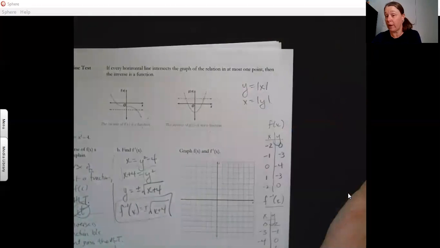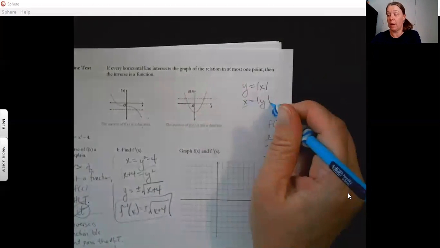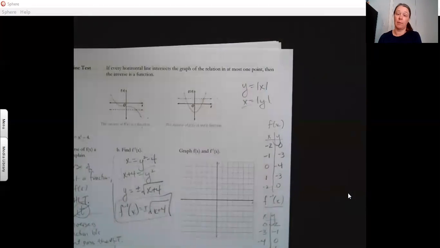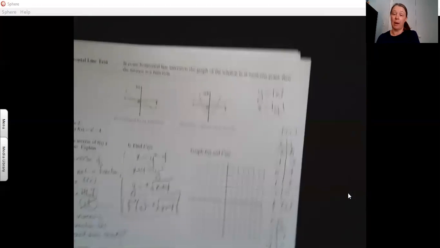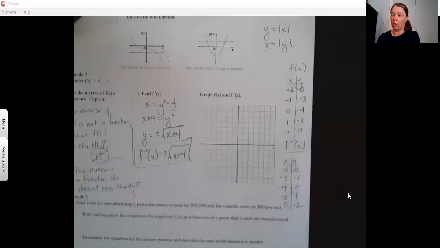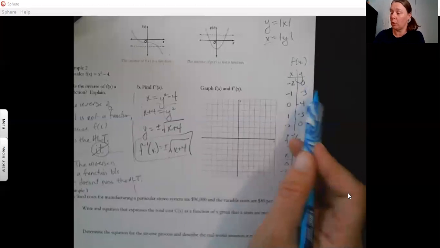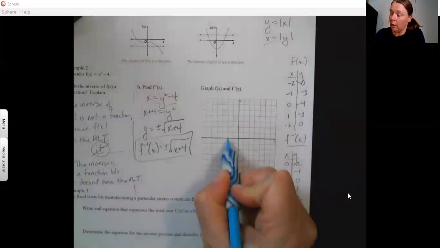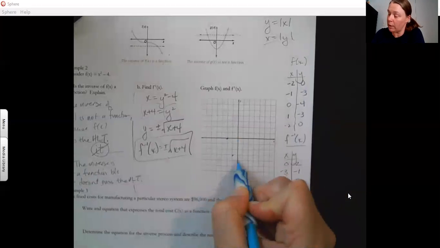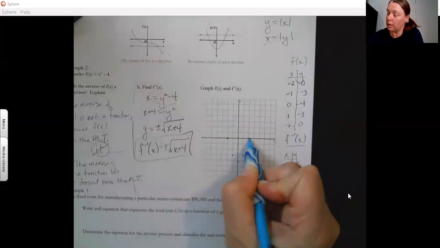There would be no way to find it. Now, if I asked you to graph it, that you could do, right? I could make a table for this and I could interchange my x and my y and I could plot the points, but I couldn't actually find the equation. I think that comes up in the homework, which is why I'm mentioning it.